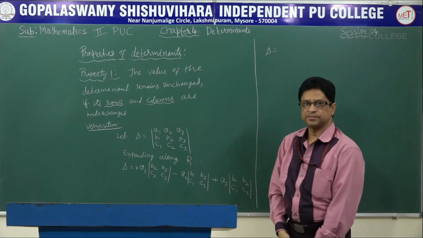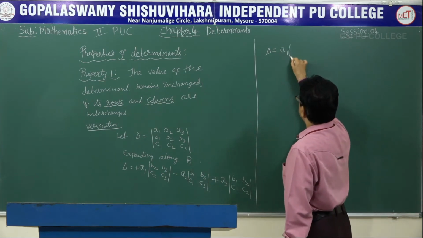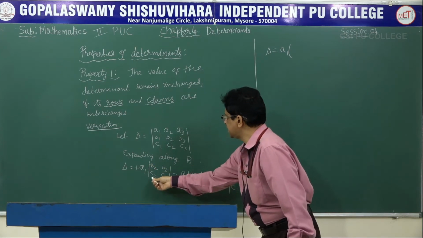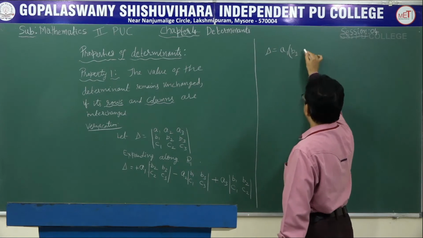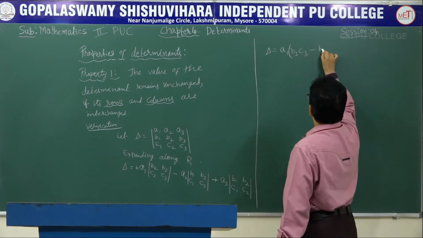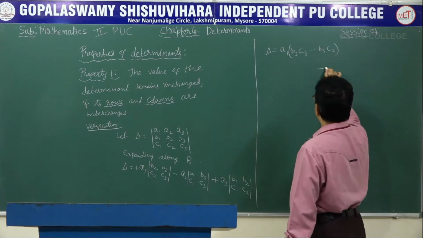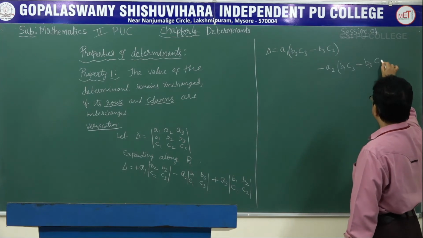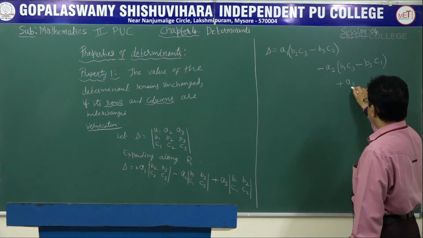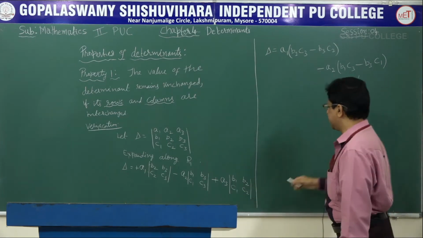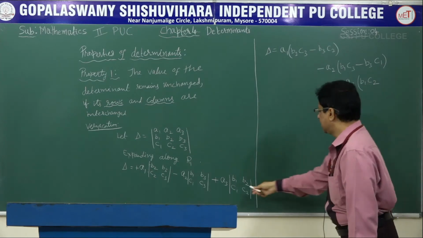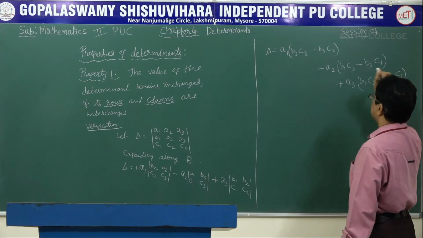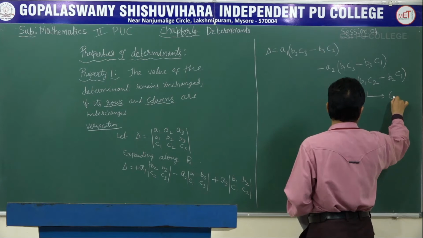So, delta equals A1 into, so we expand this determinant, B2 into C3 minus B3 into C2, minus A2 into B1 C3 minus B3 C1, plus A3 into B1 C2 minus B2 C1. We call this as equation 1.